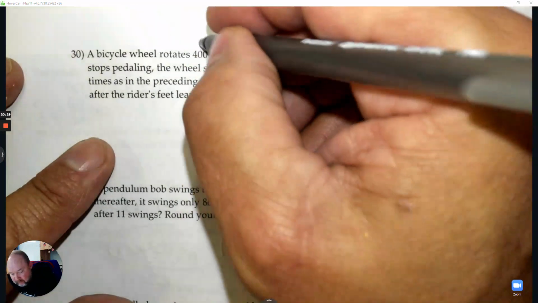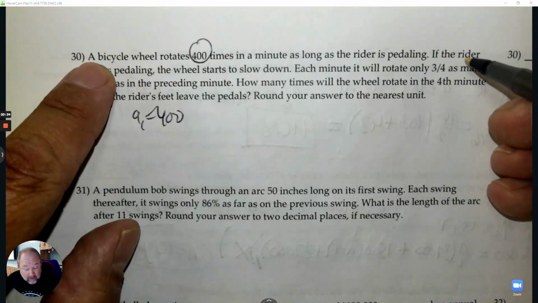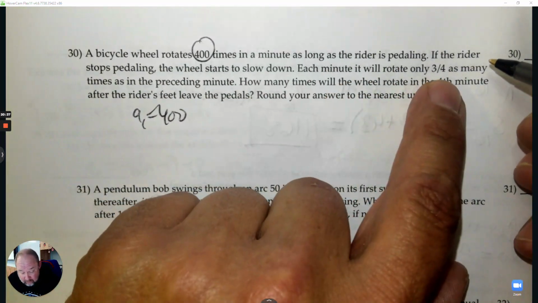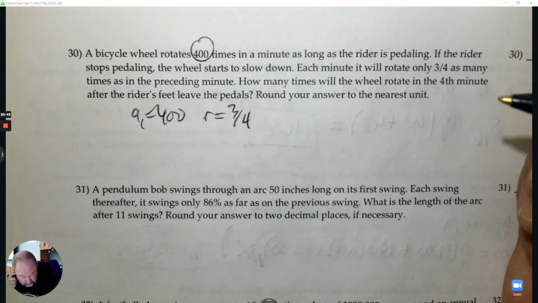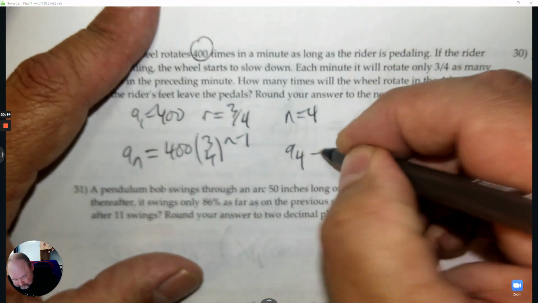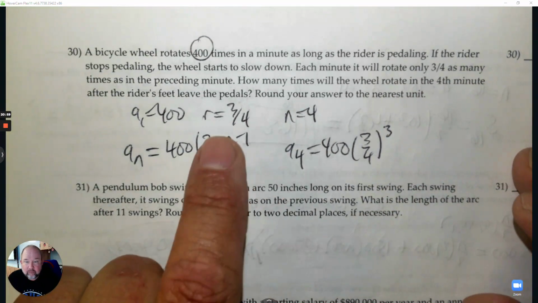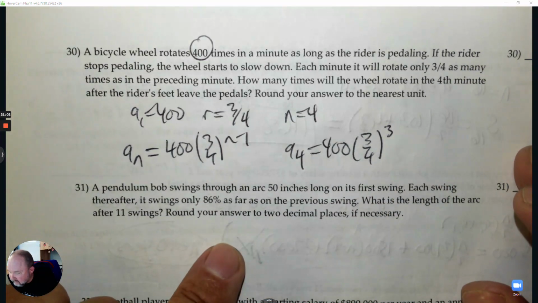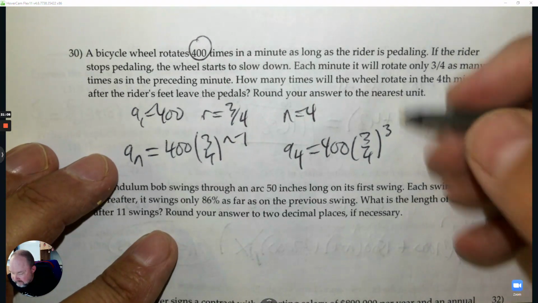A bicycle wheel rotates 400 times a minute, as long as the rider's pedaling. If the rider stops, the wheel starts to slow down. Each minute it will rotate only 3/4 as many. How many times will the wheel rotate in the 4th minute? So we're going to model it. And then we're going to plug in 4. You can't do the work if you don't have the formulas memorized. So 4 take away 1 is 3. Then we put that in our calculator. And you get 169 times.